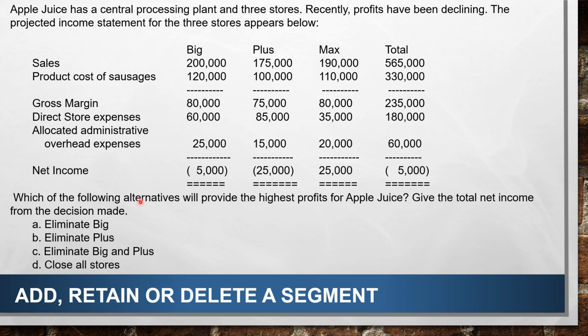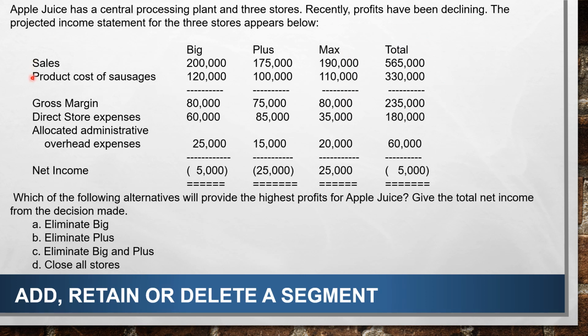Okay, so we have here a second problem, still under add, retain, or drop a segment. Apple Juice has a central processing plant and 3 stores. Recently, profits have been declining. The projected income statement for the 3 stores appears below. So we have here 3 segments: Big, Plus, and Max, and the total for the company as a whole.